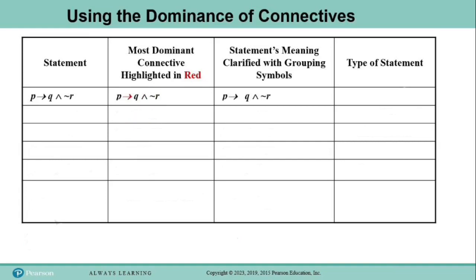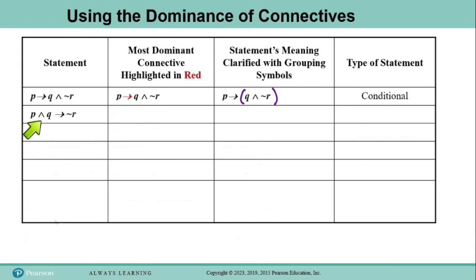So over here, in the next column, let's write the same statement, but just put your parentheses around the Q and not R part of the statement. And so now you can see that it says if P, comma, then Q and not R. And because the conditional is the most dominant, this is considered a conditional statement. The type of statement is always whatever connective was the most dominant.